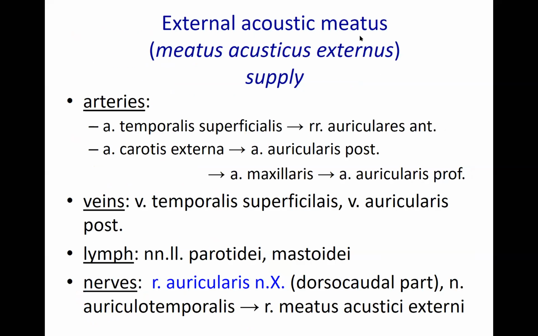As for the blood supply, as you can see, it's similar to the external ear, to the auricle. And there's another small artery coming from the first part of the maxillary artery, which we call the mandibular part, and it's a very thin artery, the deep auricular artery. So there are three of them. The veins are similar, the lymph as well. And for the nerves, it's mainly the auriculotemporal and the auricular branch of the vagus nerve. So two nerves supply the external acoustic meatus.